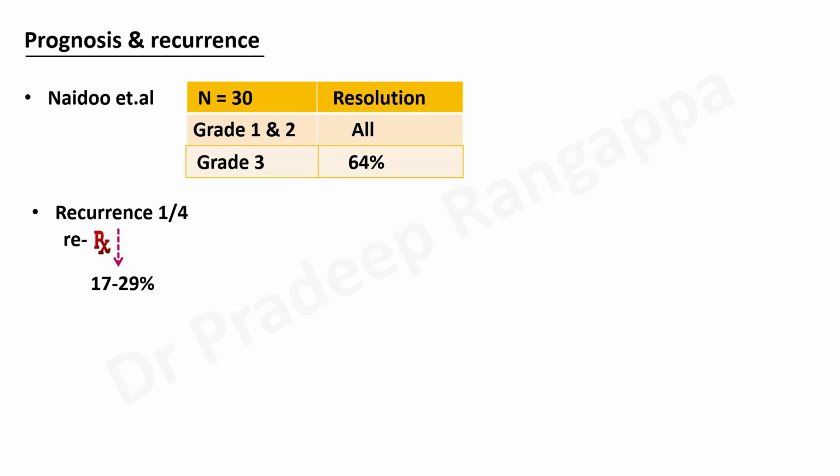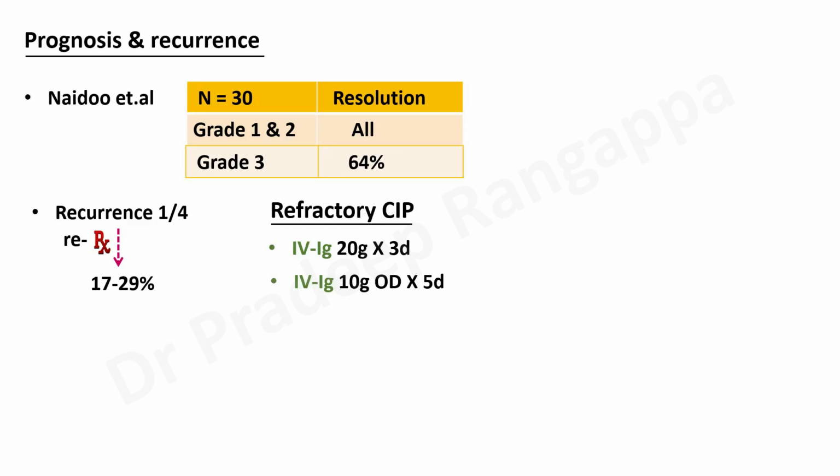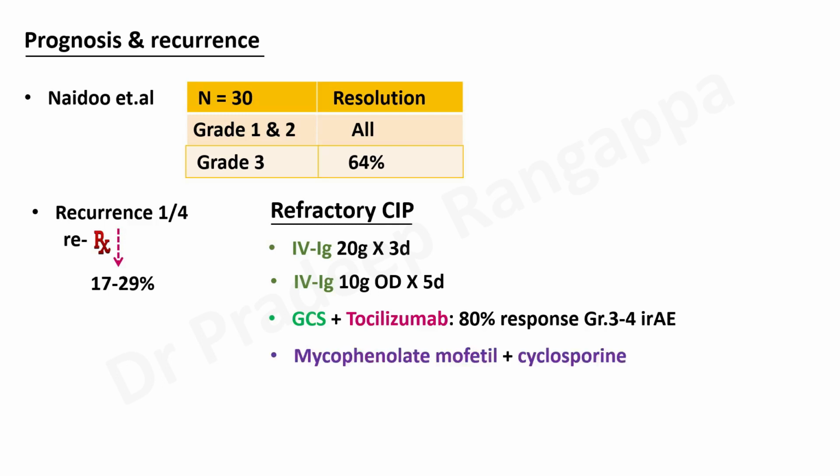So there are certain modalities that are suggested for refractory checkpoint inhibitor pneumonitis, which means that you have started steroids and the patient has not responded to steroids. Then IV immunoglobulin is something that is suggested at 20 grams for 3 days, or IV immunoglobulin 10 grams once a day for 5 days, as a salvage measure or a desperate measure. Other modalities suggested are glucocorticoids with tocilizumab. There was one study which showed 80% response with grade 3 to 4 immune-related adverse events. Or they've used other immunosuppressants like mycophenolate mofetil with cyclosporin, and some studies have used infliximab with cyclophosphamide.